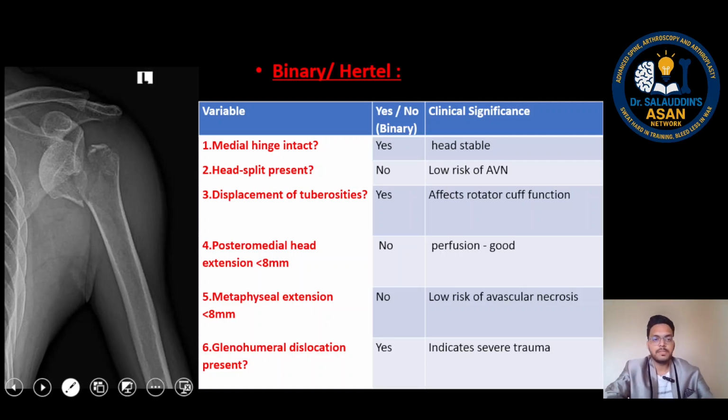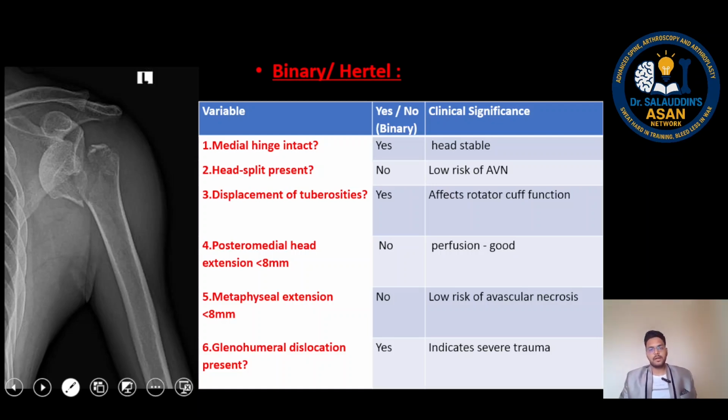And if there is displacement of the greater tuberosity or the lesser tuberosity: the greater tuberosity is fractured and slightly displaced, so it may affect the rotator cuff function. And is posteromedial head extension present? No, then the perfusion of the head is good. If the metaphyseal extension is less than 8 mm, yes, there is no metaphyseal extension, so there is low risk of avascular necrosis. If there is any glenohumeral dislocation, yes, the head has dislocated, there is a glenohumeral dislocation, and this indicates a severe trauma.